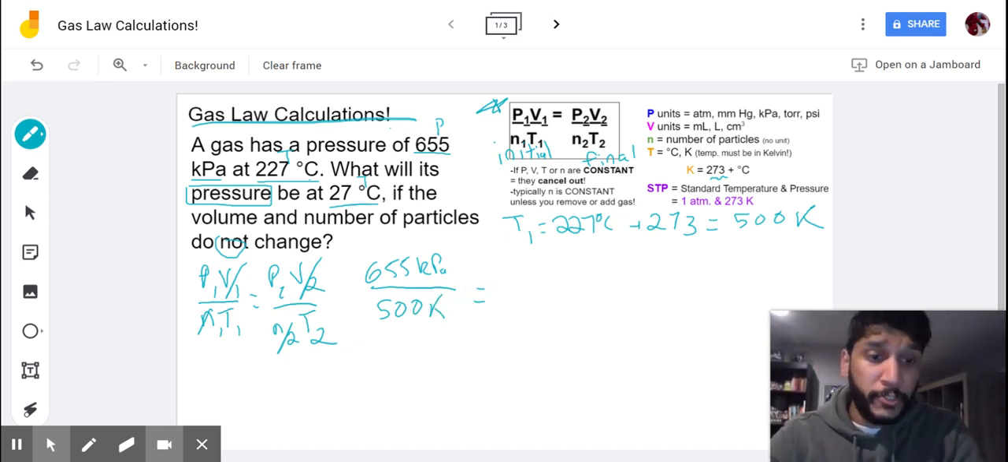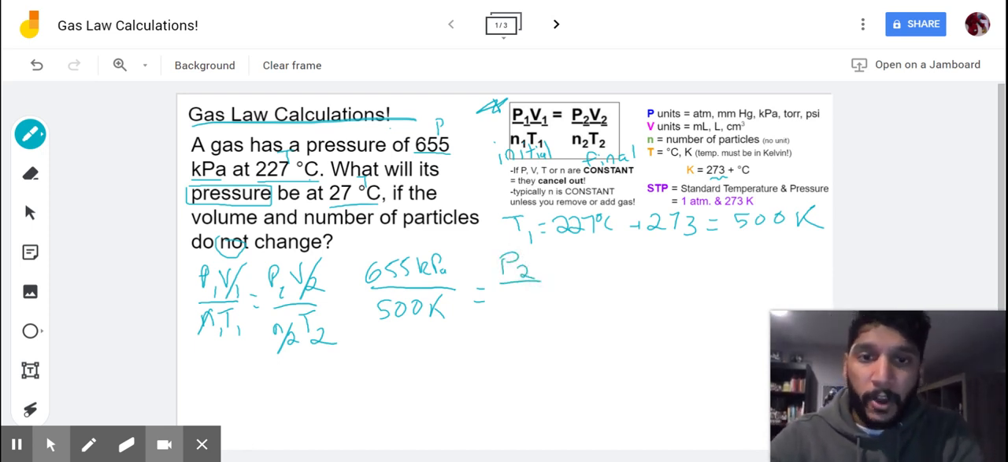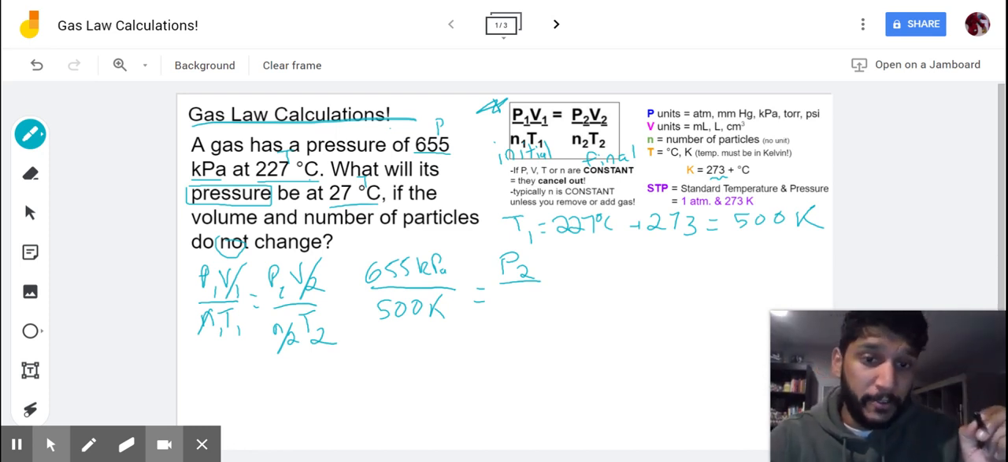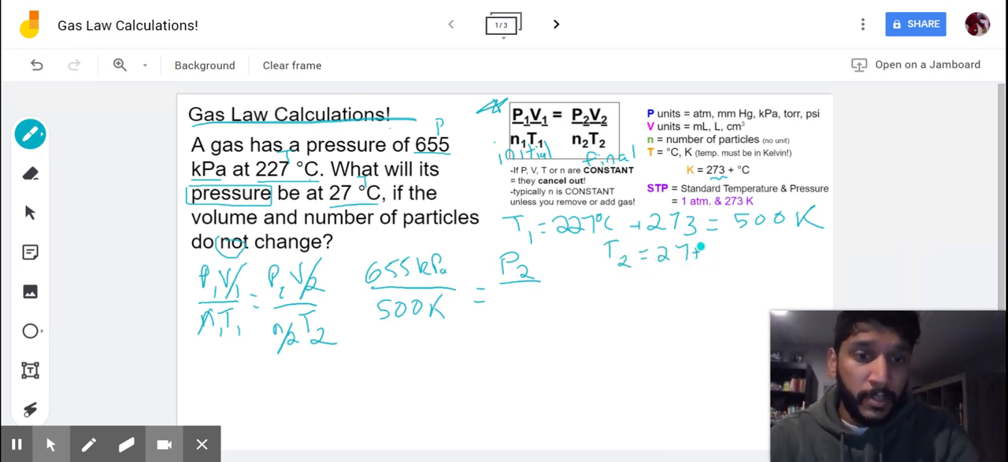Then P2, our new pressure, we don't know what that's going to be, so that's P2, the variable we're looking for. And our second temperature, 27 degrees Celsius, I'm not going to write that down either. So for T2, if I want to get my second temperature, what number are we going to add?